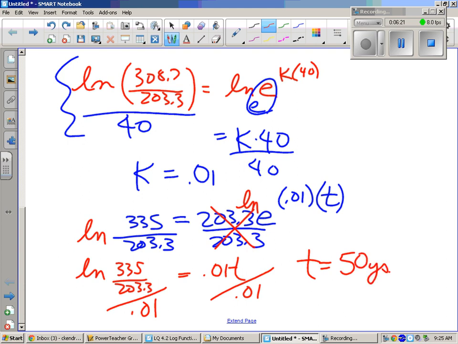Now that's 50 years after 1970. So add 50 to 70, and you get 2020. So the year 2020, we should have a population of 335 million people. And it's just going to keep growing unless we have some catastrophic plague that hits all of us. Let's hope that doesn't happen.